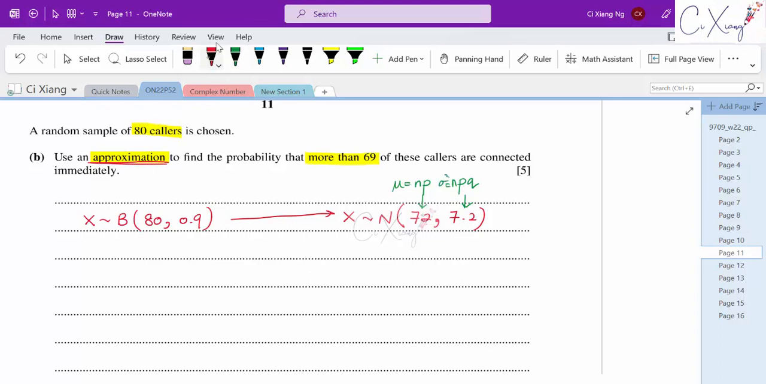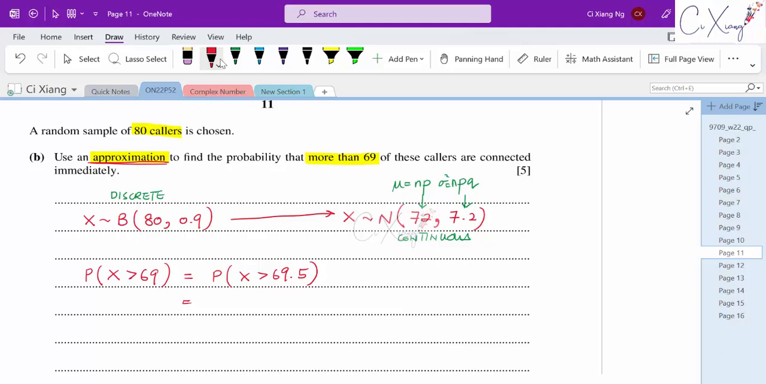Now they want us to find the probability that x is more than 69, so greater than 69, there's no equal sign here. From binomial to normal, binomial is a discrete random variable, and the normal is a continuous random variable. Therefore, if we want to calculate the probability, we should apply continuity correction first. For this case, more than 69 means that it includes 70, so the continuity correction should be 69.5.